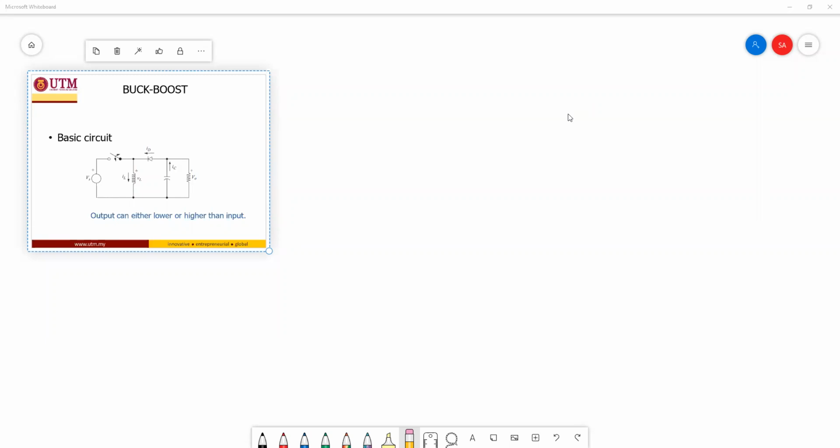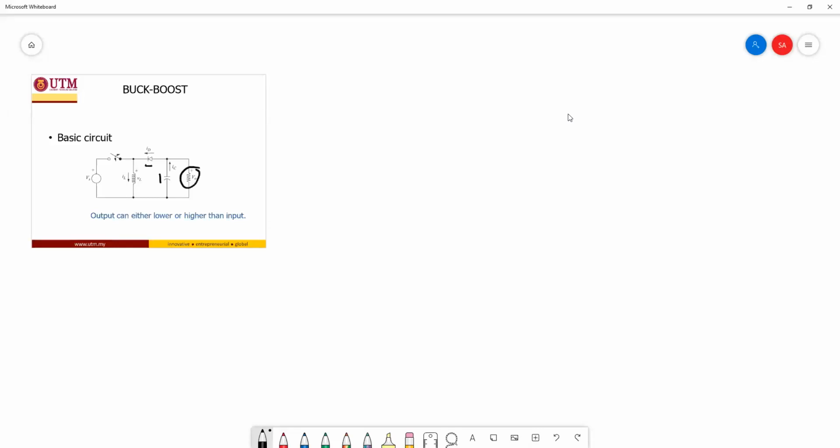So this is the lesson for analysis on the buck boost converter. As you can see here, this is the buck boost converter. We have the DC source, the switch, the inductor, the diode, the capacitor, and also our V out, the load. In this lesson, we will derive the equation between the output voltage and the input voltage.